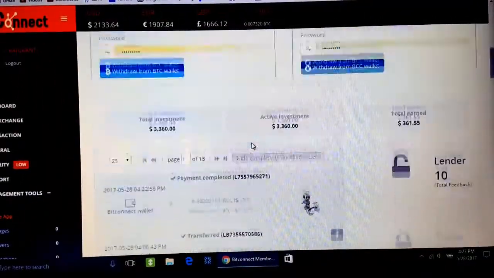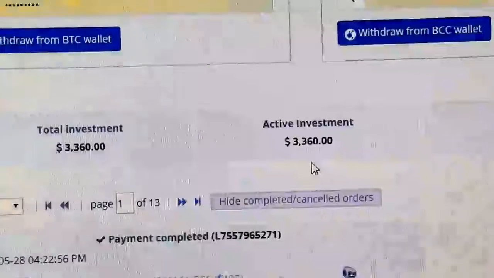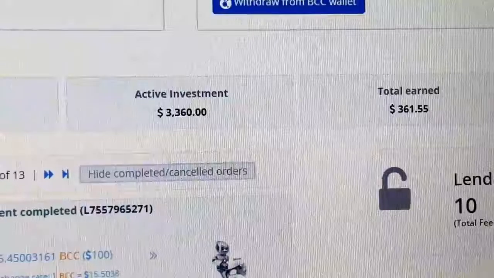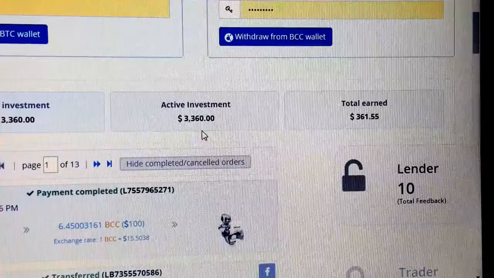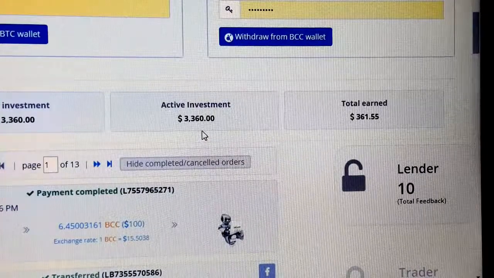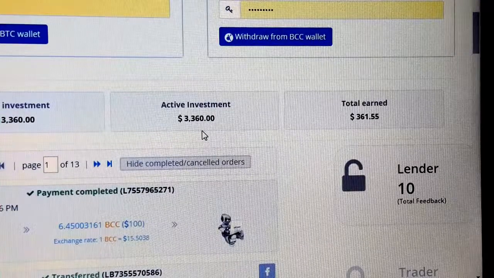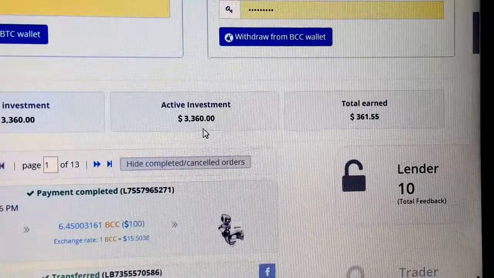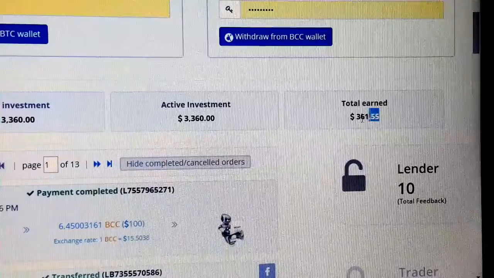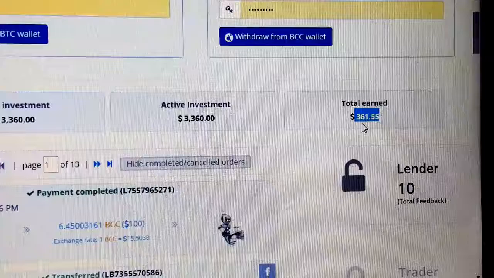So currently I have $3,000 in loans. And I actually did a $100 loan earlier today. I've earned so far $361. But this $3,000 in loans, I didn't do it all at once. It accumulated over time. The most I've done is $1,000 in a week, and some of it I even reinvested once, where I earned $1,000, so I reinvested into the loans. So I've earned $361. I've been with BitConnect about 2 months now, and I'm very happy.